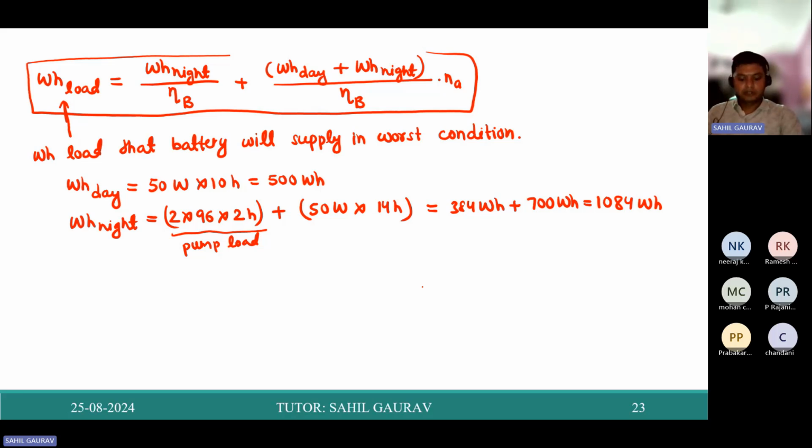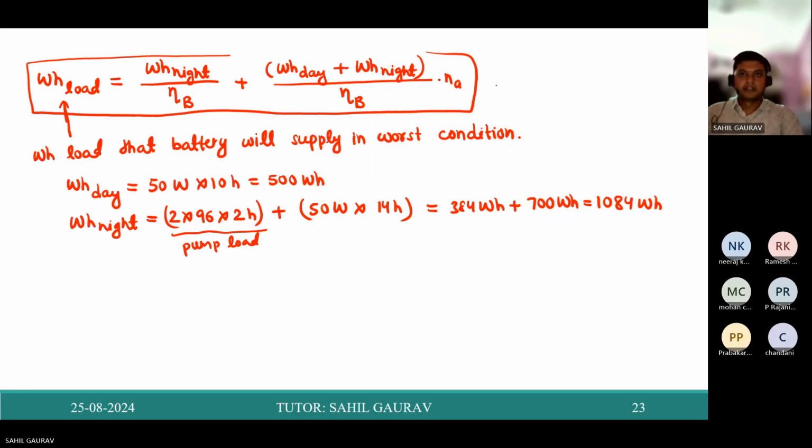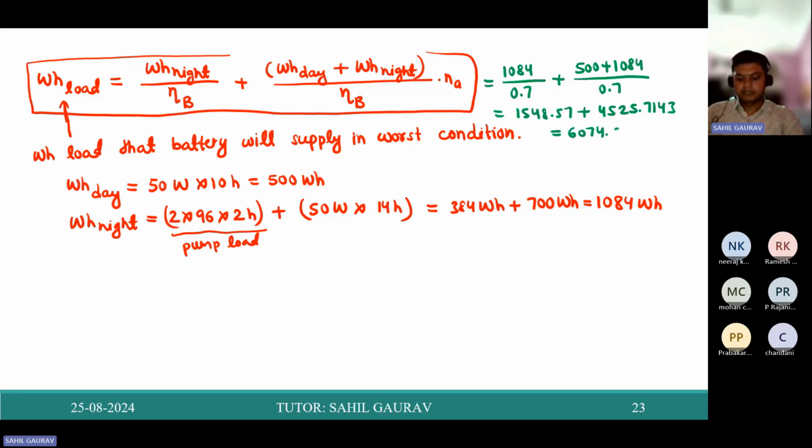Now I think we know all the values. We just have to put all these values. So here whatever night is, 1,084 watt hour, efficiency of battery is 0.7, and this day plus night, 500 plus 1,084 watt hour upon efficiency of battery 0.7. So if you calculate, then you will get 1,548.57 plus 4,525.7143 watt hour. So we will get 6,074.3 watt hour. So this is the amount of energy that the battery will supply in the worst condition.